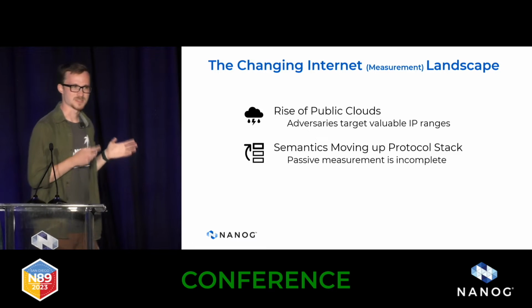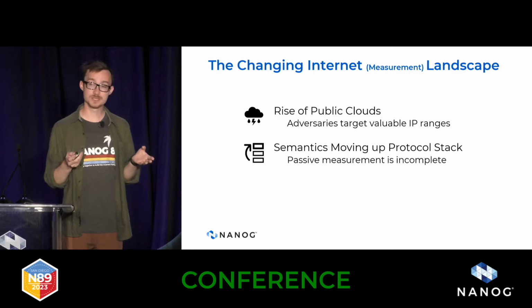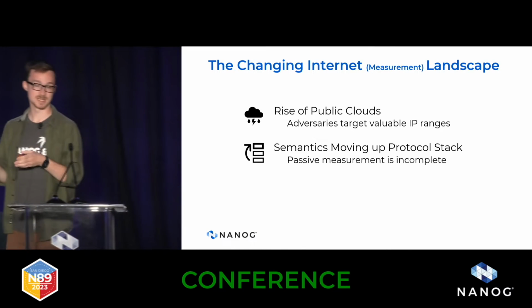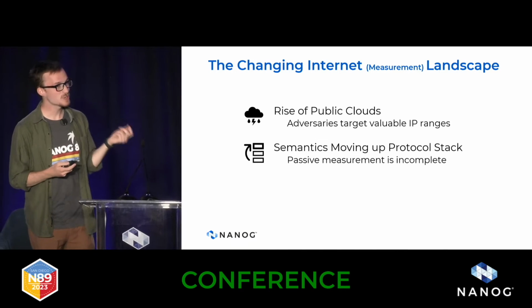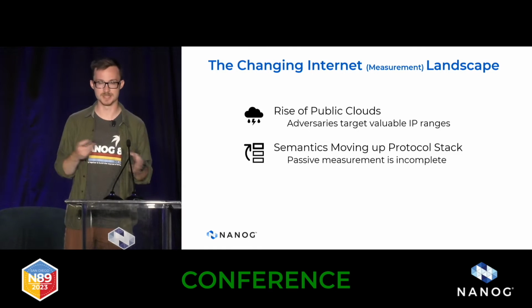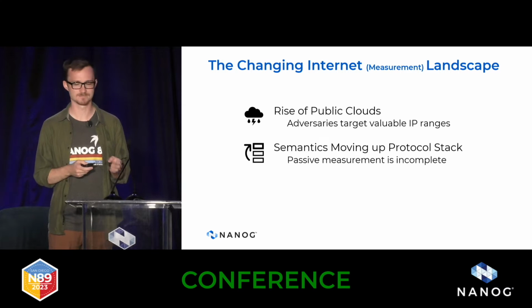The second is that the semantics of adversarial behavior have moved up the protocol stack. It used to be that a 5-tuple was sufficient to understand what an adversary was doing. Destination port is the application being exploited. But nowadays, many new protocols are actually written on top of things like TLS and HTTP. And so these 5-tuples really don't give us the whole story of adversarial behavior and intent.